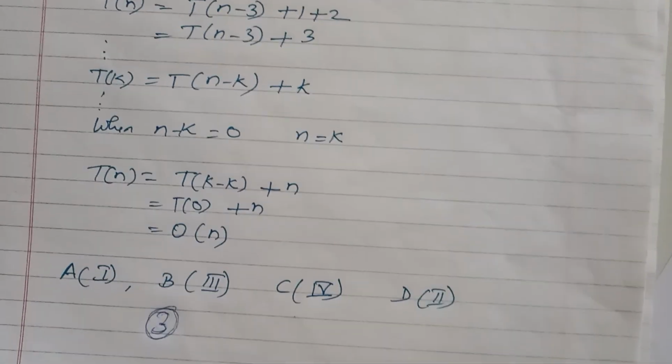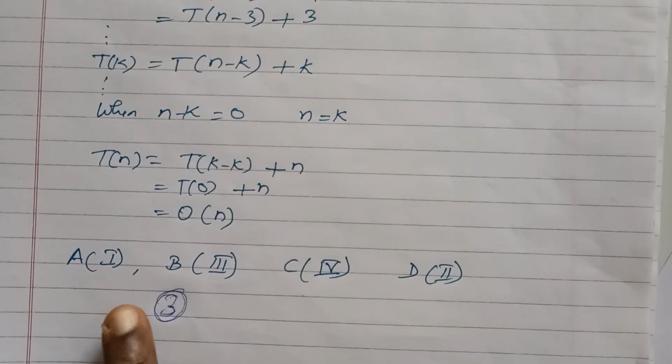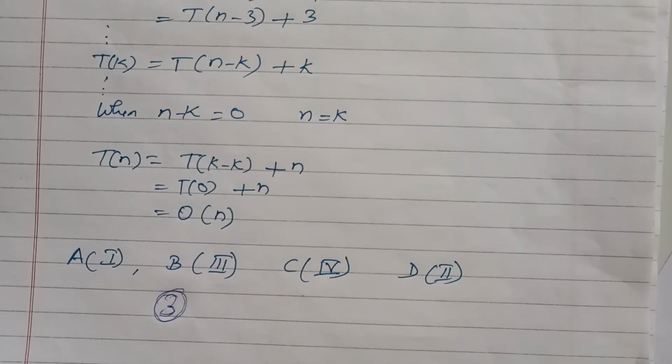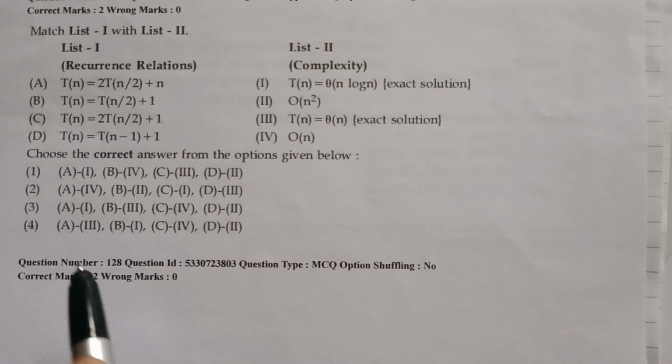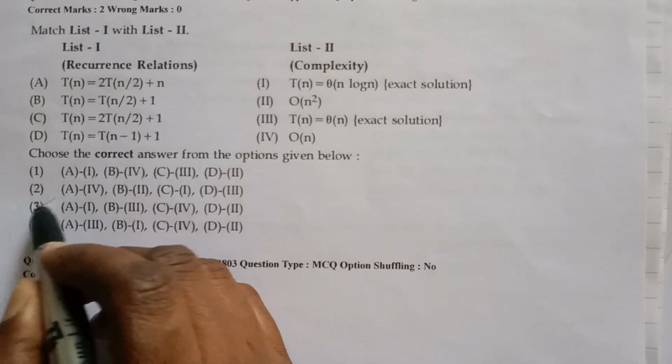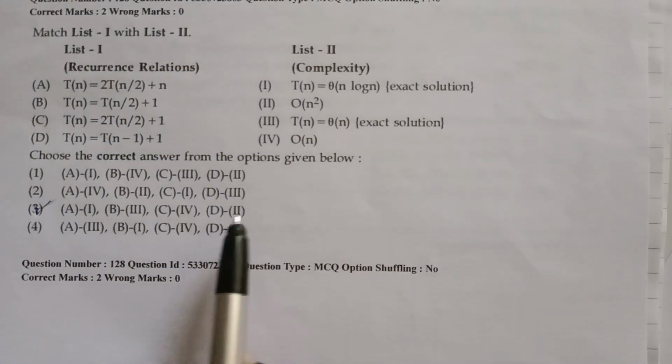So get the values of all the recurrences. Here you find the option is A1, B3, C4 and D2, which is option number 3. So the answer to this question number 128 is 3, that is A1, B3, C4 and D2.